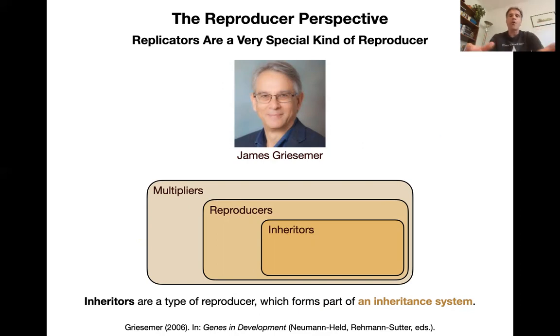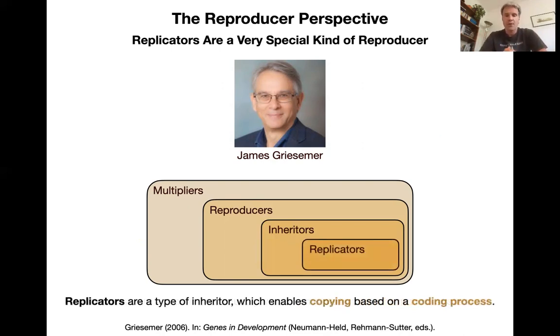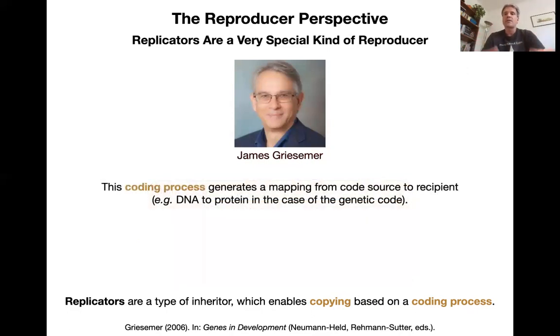Okay, so inheritors are a specific type of reproducer, and then replicators, again, are a specific type of inheritor, which have acquired the ability to copy themselves based on some type of coding process. Okay, that's very important. If you don't have a coding process, you don't have replicators. And so this idea that we encounter with life itself, Schrödinger's account of life, that the basis of life is coding, is just a very specific part of what life is about. It's embedded in this much richer environment of conditions that need to be met for it to work.